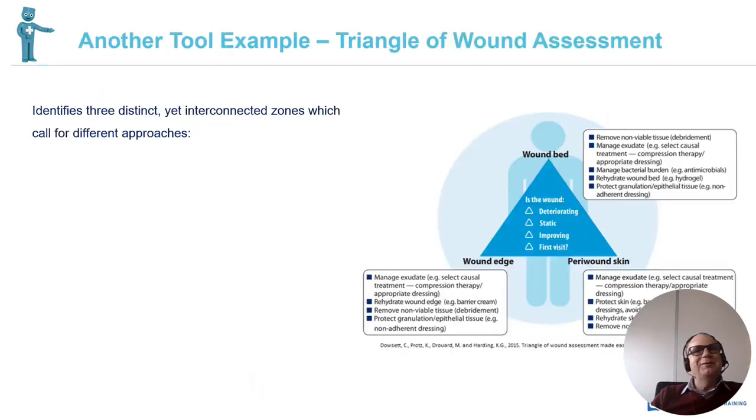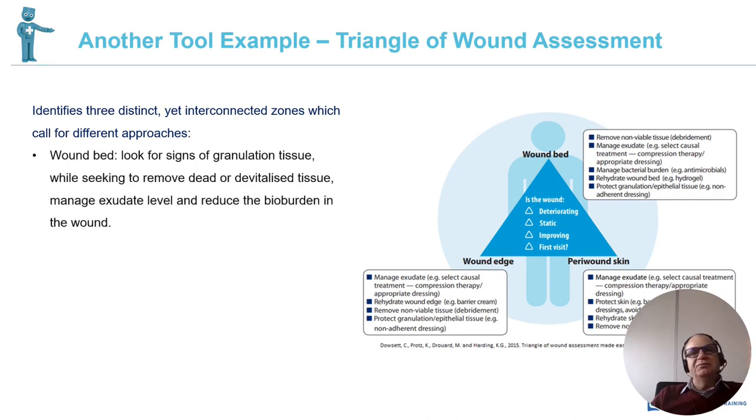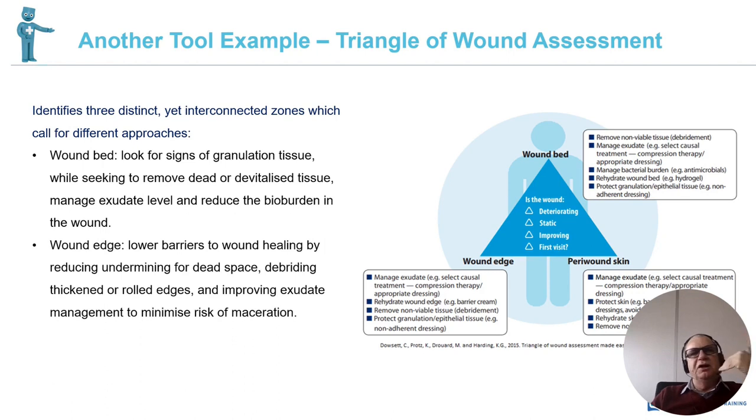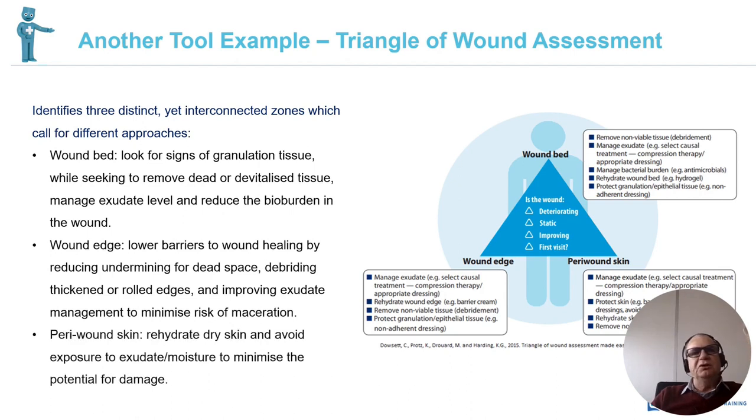because that is not correct. One very good example of a holistic assessment is the triangle of wound assessment, which has been around for a few years as well now, but still very, very relevant. Looking at the wound bed, understanding what is in the wound bed, looking at the wound edges, the peri-wound skin, but also understanding what we are going to do there. So we look at the wound edge, we look at the peri-wound skin, and the wound bed itself, understanding what needs to be done.